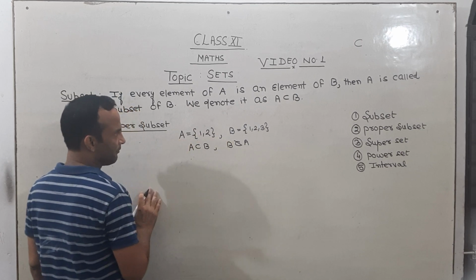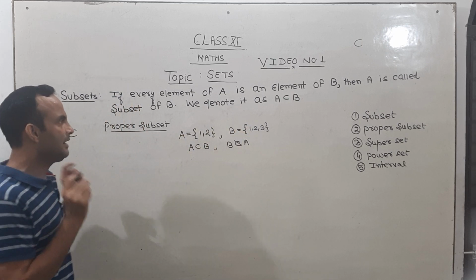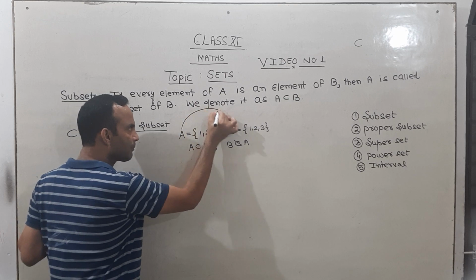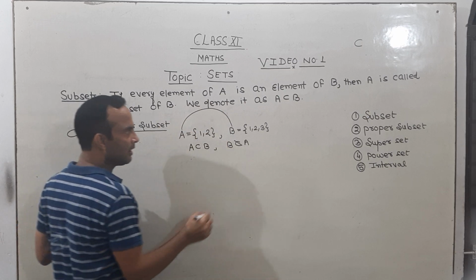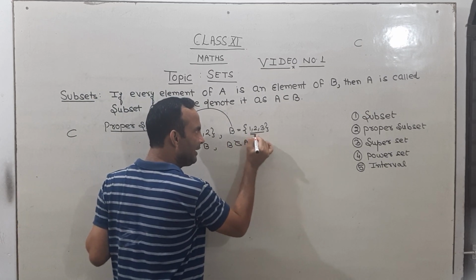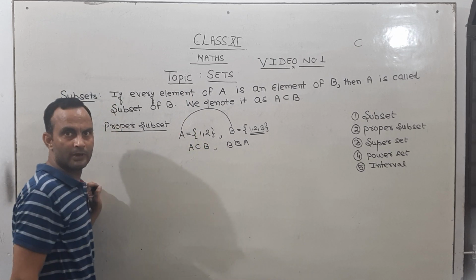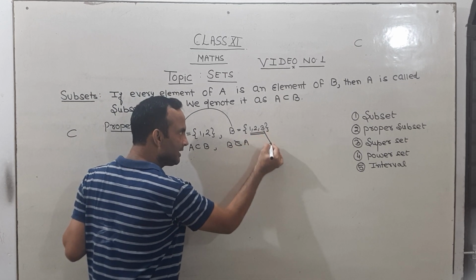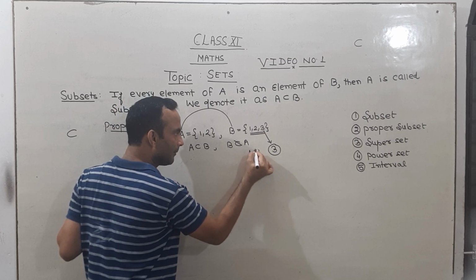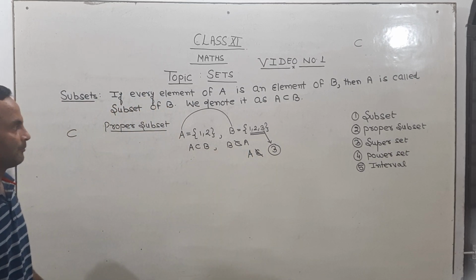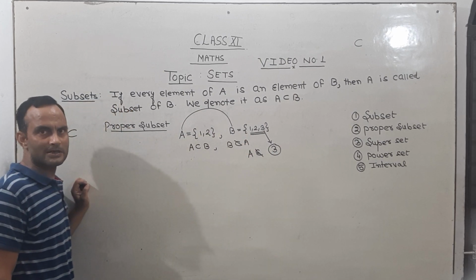In this condition, we can say that A is the proper subset of B. Means A, B का proper subset कहलाएगा. A, B का proper subset कब कहलाएगा? कि जब B में कोई एक एलिमेंट ऐसा हो which does not belong to the set A. B में आप देख सकते हैं, you can see 3 एक ऐसा एलिमेंट है which does not belong to A. So this is the proper subset.